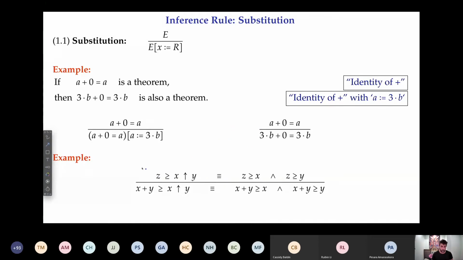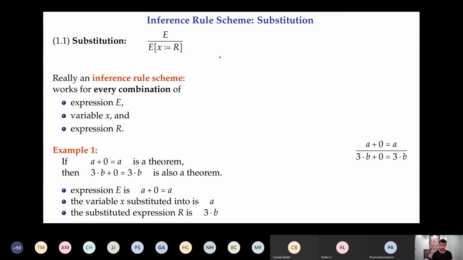Don't worry about the more complicated example if you find it too complex. But the idea is you have an expression right here, and then you just make a substitution, and it continues to be true if you started off with a true theorem. That's all. So you're instantiating some variables, if you will.